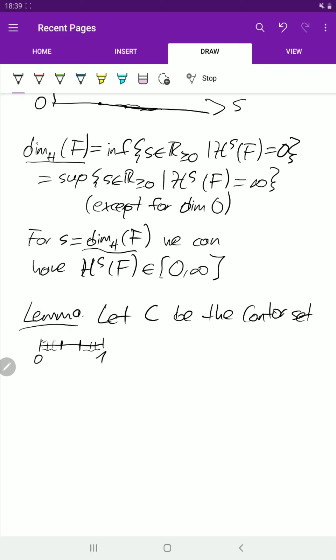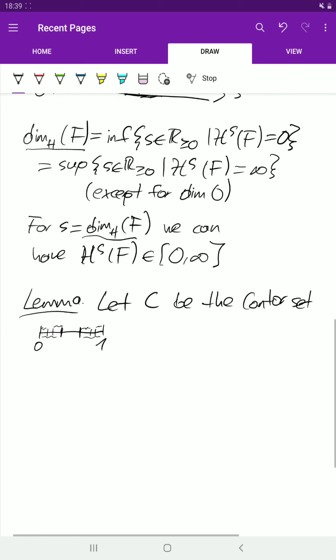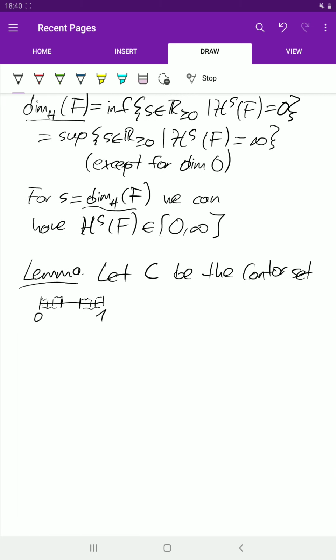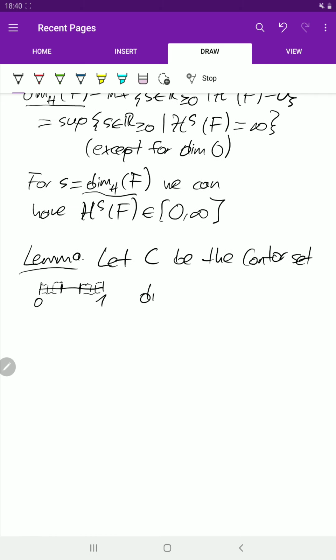So now we have this left, and this left, and in all the intervals we still have, we take out the middle thirds. Then we take the limit for n going to infinity. So we have these sets, and then we get a Cantor set. And the lemma is that the Hausdorff dimension is the logarithm of 2 divided by the log of 3.